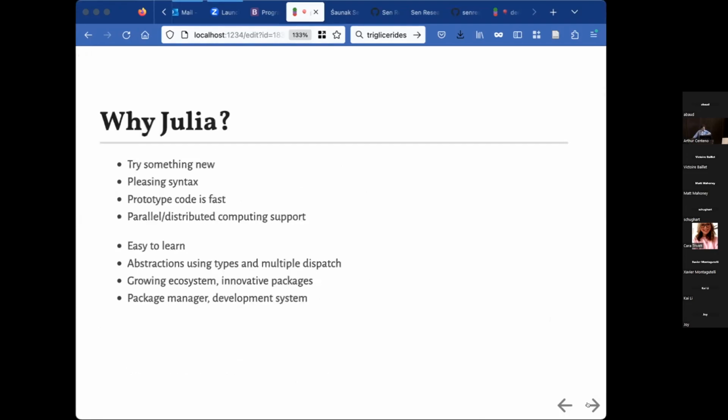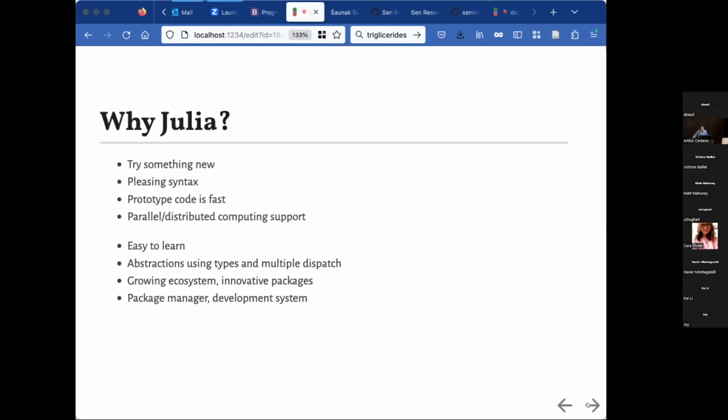Okay, so why Julia? The first motivation for us was, let's try something new. It looks interesting. It has a very pleasing syntax, at least in my opinion. I hope to show you. And the real selling point is that whatever you program, which looks like a prototype, will be quite fast, almost as fast as if you had coded in C++. This is how they market it, but this is more or less true.